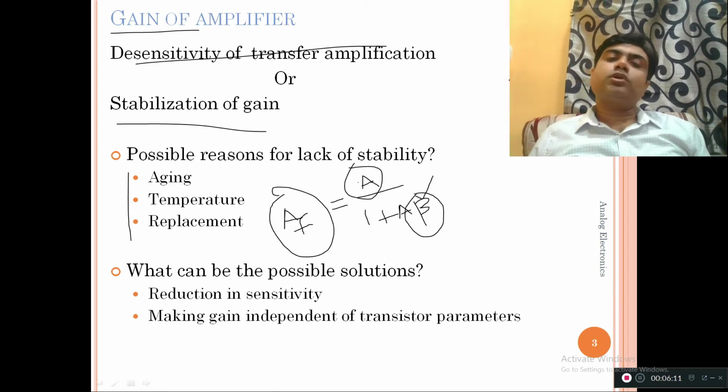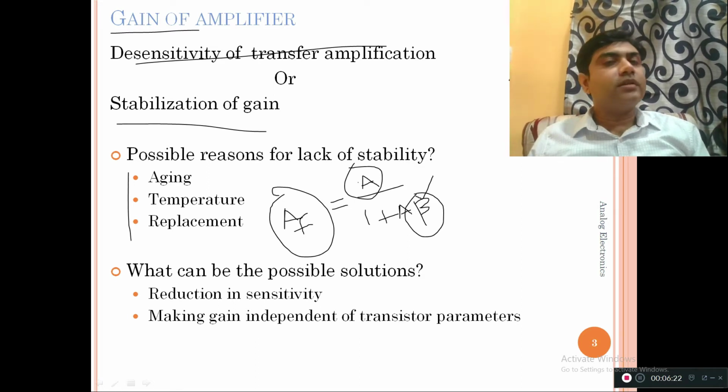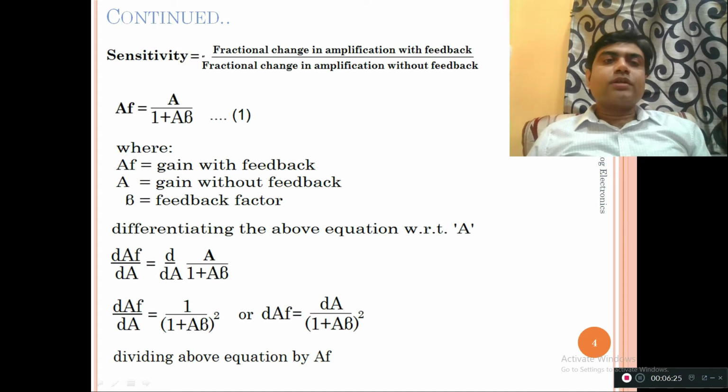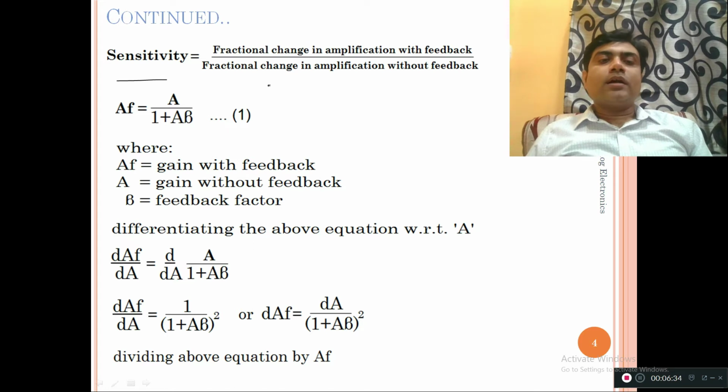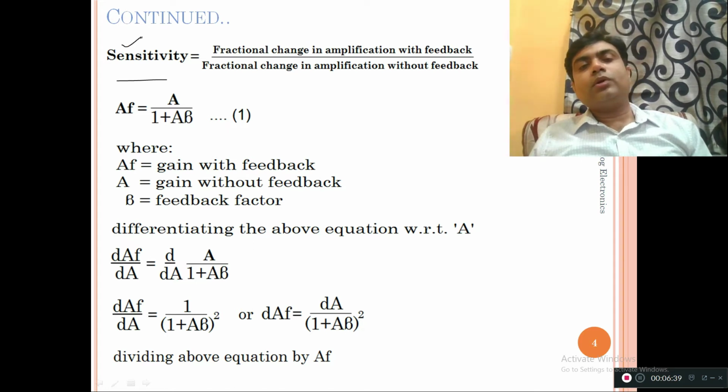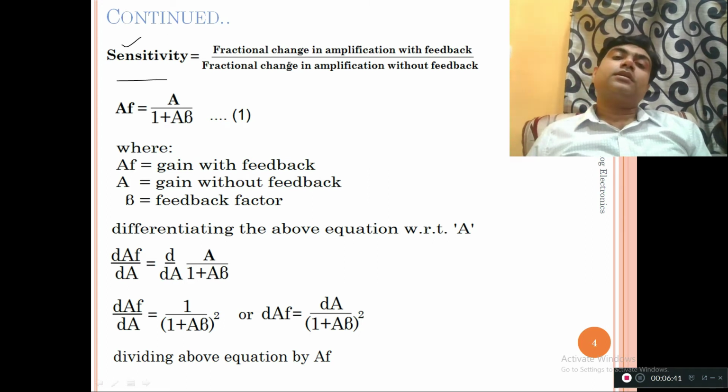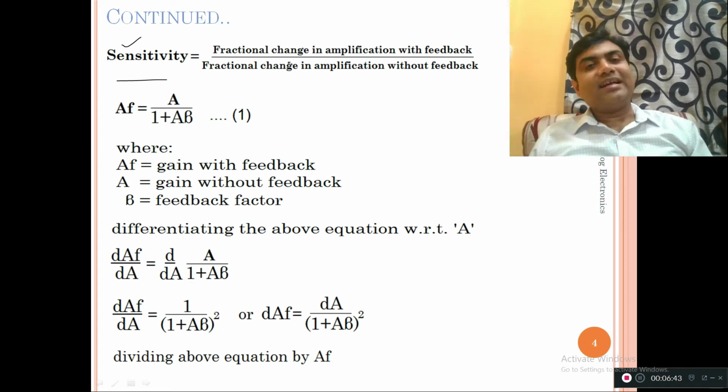will give us the possible solution of stabilizing the gain of the amplifier, or we can say that the effect of negative feedback is the stability of gain, and how we will see. So sensitivity can be defined as fractional change in amplification with feedback upon fractional change in amplification without feedback. So if you are able to control the sensitivity factor, you will definitely be able to control the stability of the amplifier's gain.